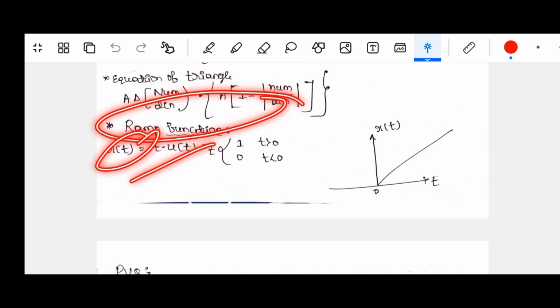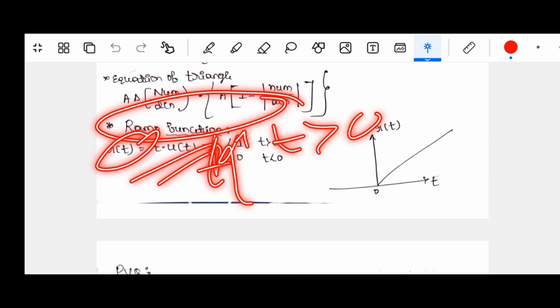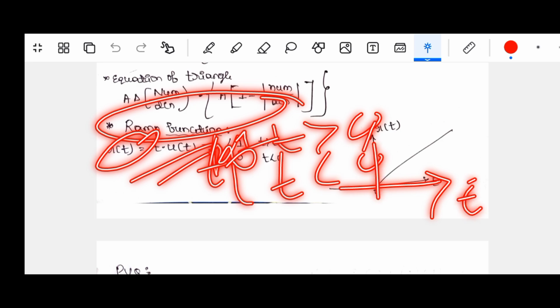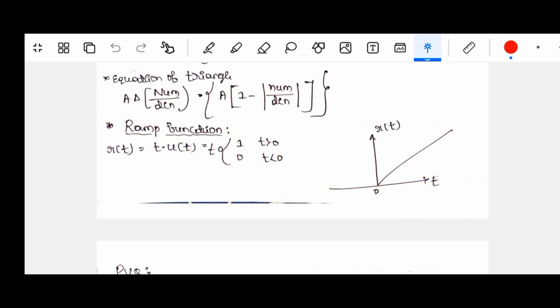r of t is equal to t into u of t. Put t outside and multiply with this. If t is greater than 0 it will be 1. If t is less than 0 it will be 0. It is the t axis and it is the r of t axis. So I will get a straight line. It is about the ramp function.